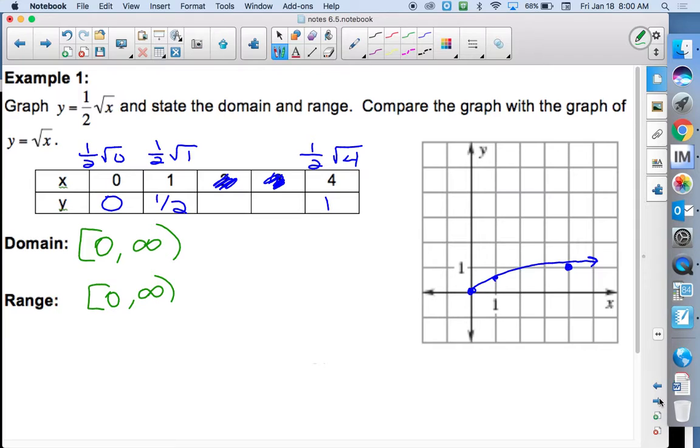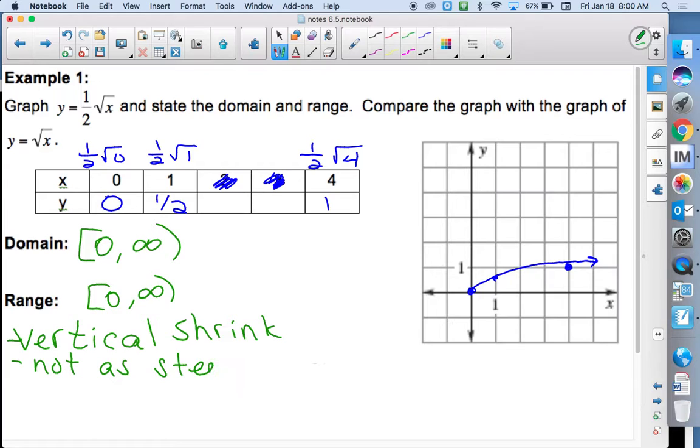So you could say that this shrunk. That would be a good word to say, that it was a vertical shrink. You could say it's not as steep. But the other one goes up higher. So that 1/2 is squishing it down because you're taking half of the y value. You're cutting the graph in half. So if you flip the page, we're going to do one with the cube root as well.